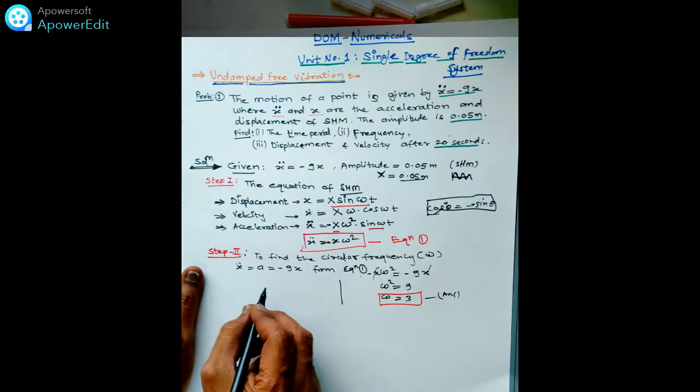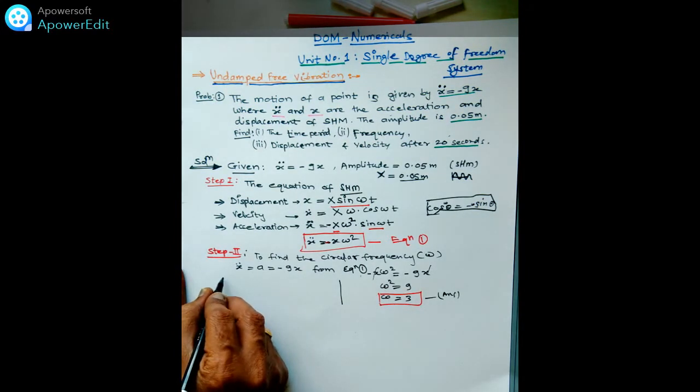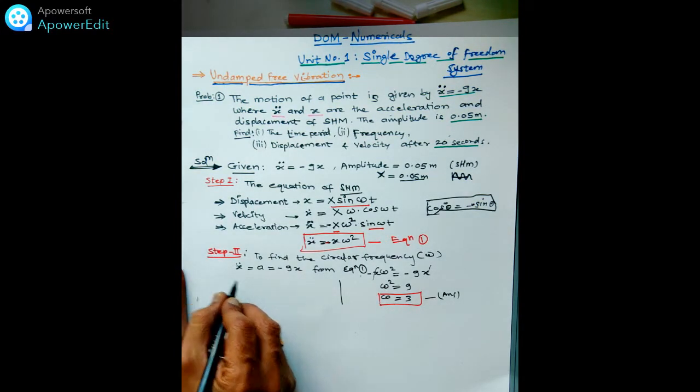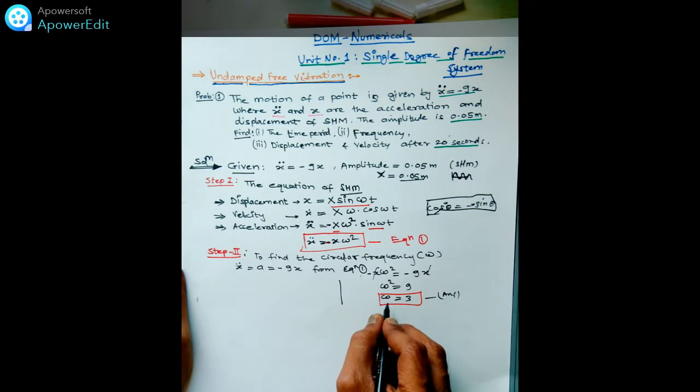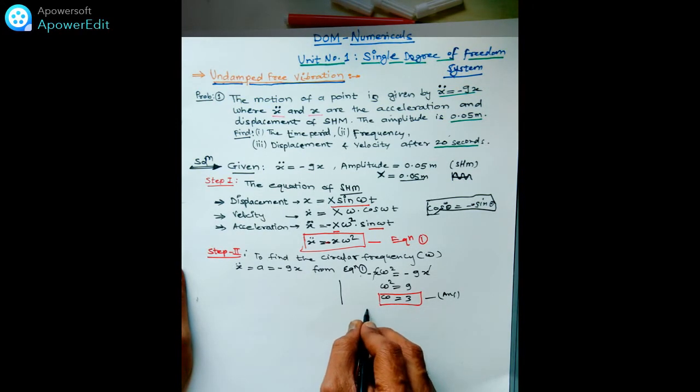But how to find out this time period? This is the circular frequency, and from it we can find out the frequency.